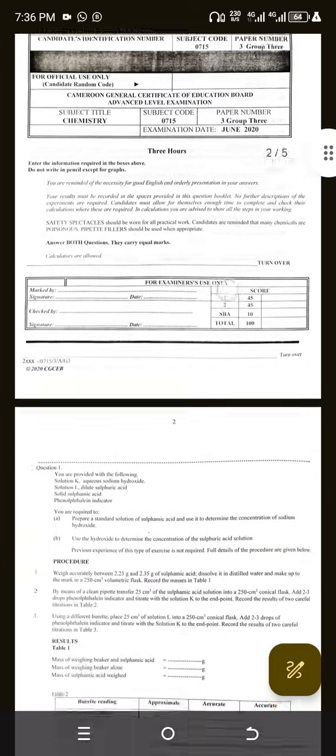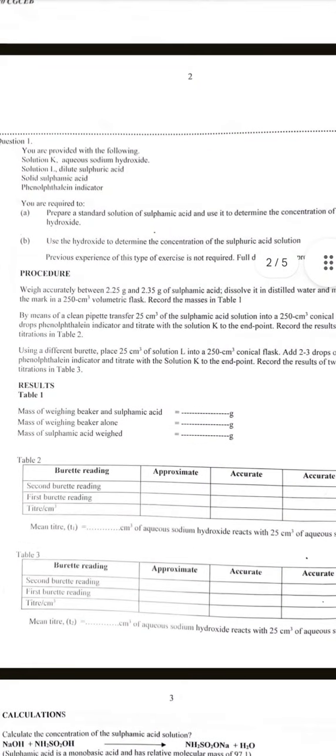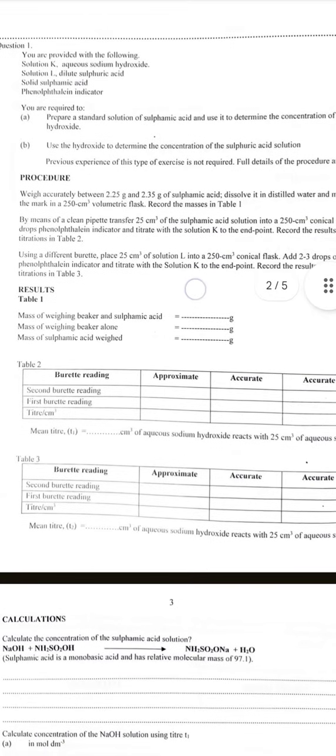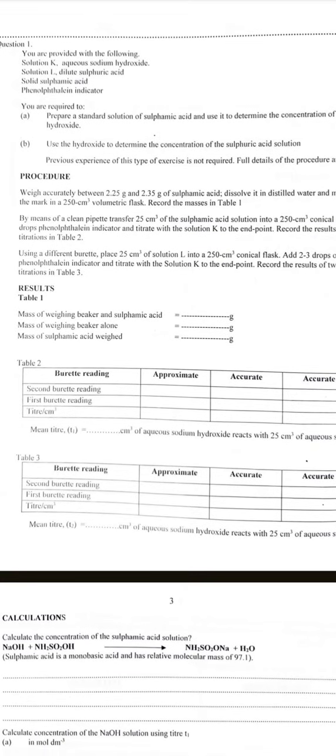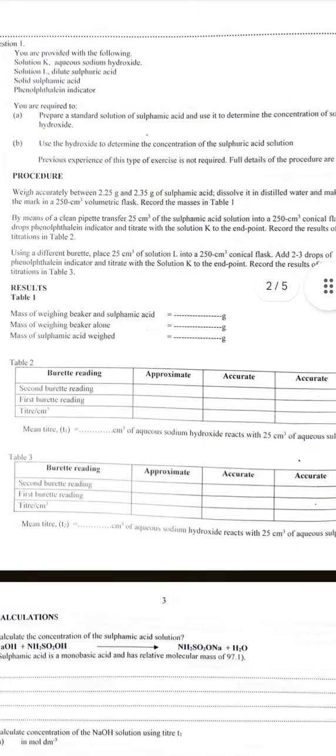Okay. So question 1 reads: you are provided with the following: solution K, which is aqueous sodium hydroxide; solution L, which is dilute sulfuric acid; solid sulfamic acid; and phenolphthalein indicator. You are required to prepare a standard solution of the sulfamic acid and use it to determine the concentration of sodium hydroxide. Then later you use the hydroxide to determine the concentration of the sulfuric acid solution.